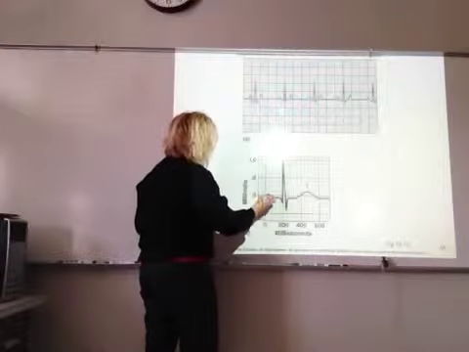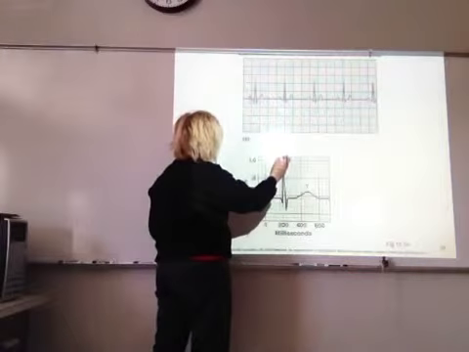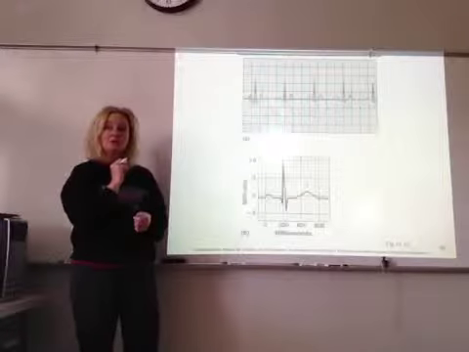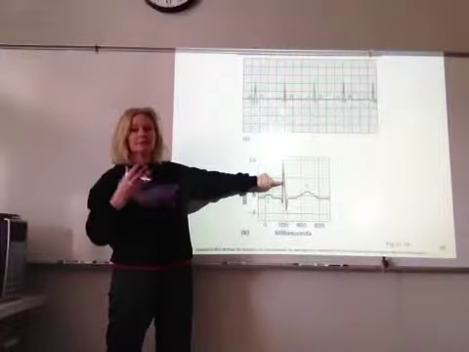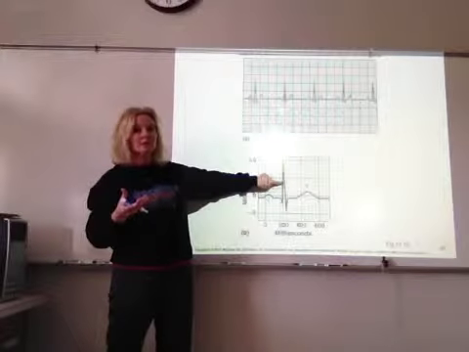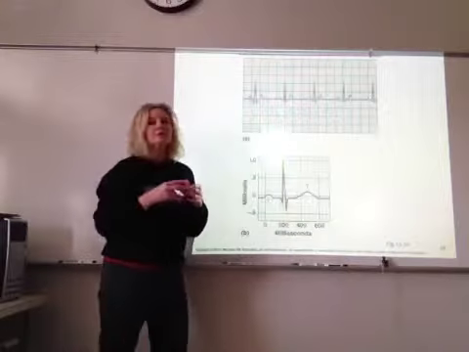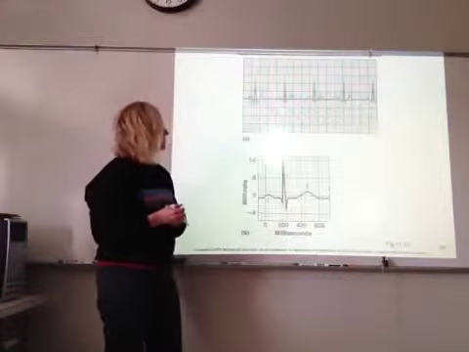Here's the P. My atrium is contracting. Q, R, S, much bigger jump because your ventricles are contracting, and that is a larger impulse. There's more electrical impulse there. T wave then is when your ventricles relax. A little bump of where they're relaxing at.